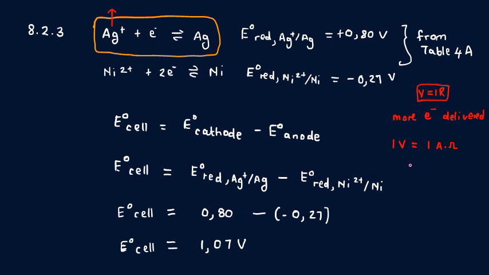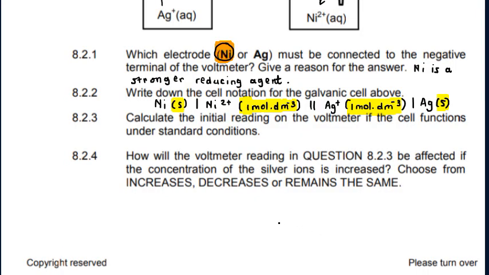So what have we done? We want to know what's going to happen to the volts. We are requiring more electrons to be delivered, so we are increasing the amount of amps, so the voltmeter reading is also going to increase, since volts and currents are directly proportional. Going back to this question, luckily for us, we don't really need to give a reason. They just wanted us to choose from increases, decreases, or remains the same. We just figured out that this is going to increase.